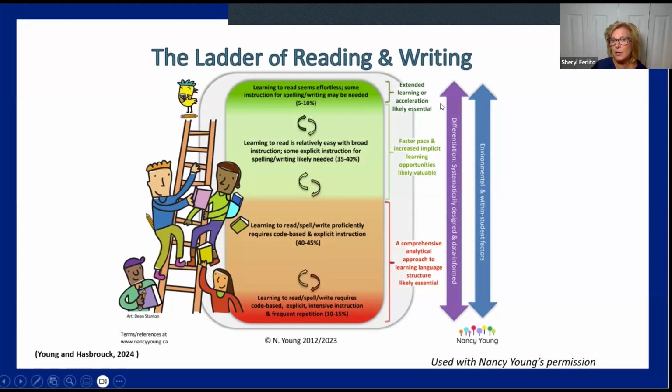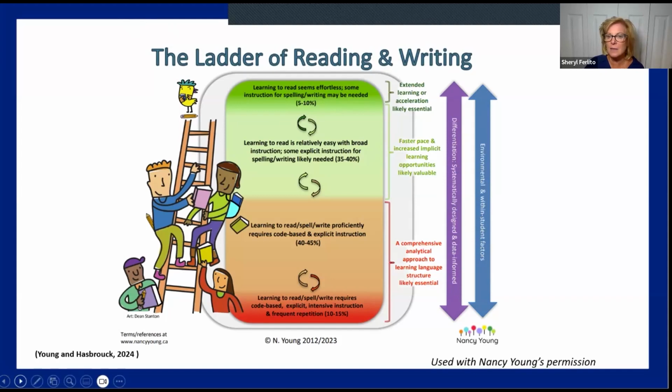So if we look at the arrows on the side, we're going to focus on the purple arrow. I do want to say, though, that Nancy's book does deal with differentiation with regard to environment and student factors. We're just not going to talk about that today. It's a whole other session, but we're right here: differentiation, systematically designed and data informed. And as much as I wanted to turn this arrow to be horizontal so you could read it better, it was important to leave it in this fashion.